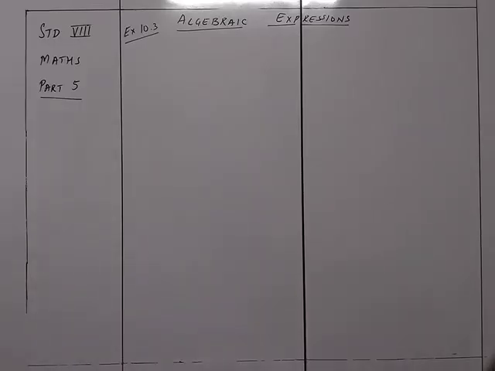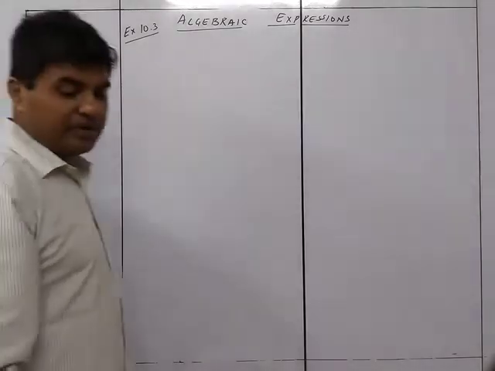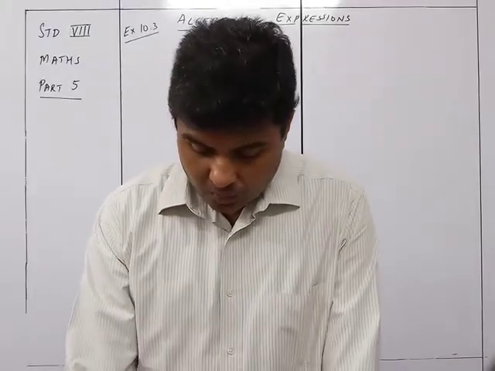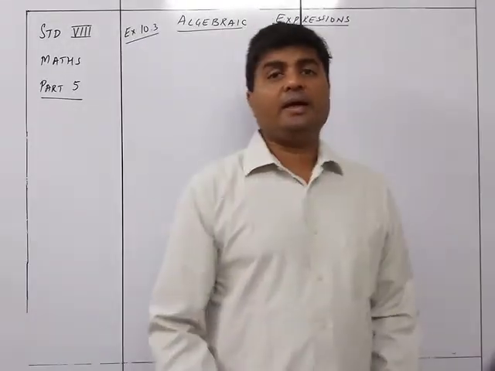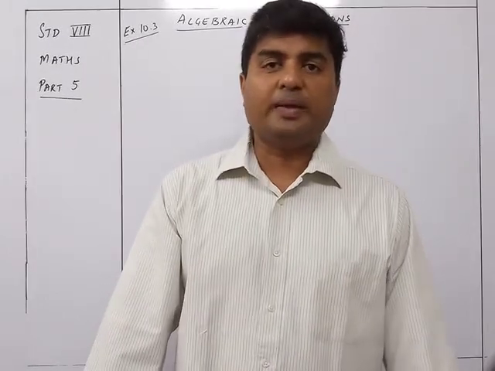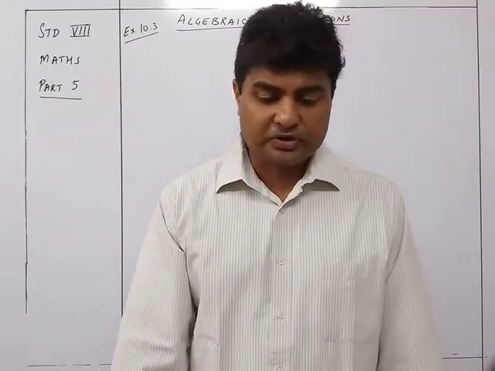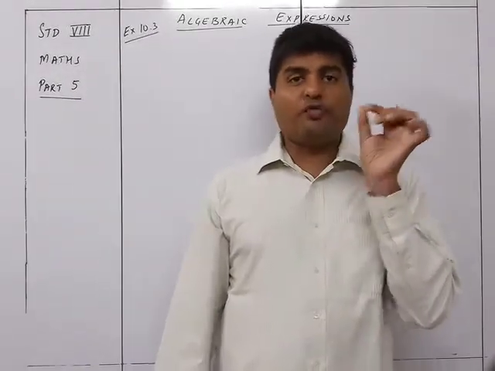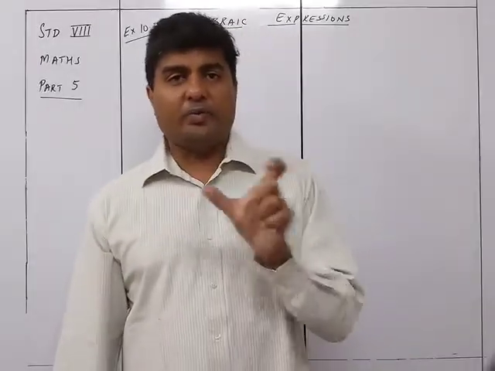We now continue with our operations and algebraic expressions and identities. So we had done up till now the addition, subtraction, and then the multiplication of algebraic expressions. But in multiplication we had done only multiplication of a monomial with a binomial or trinomial.